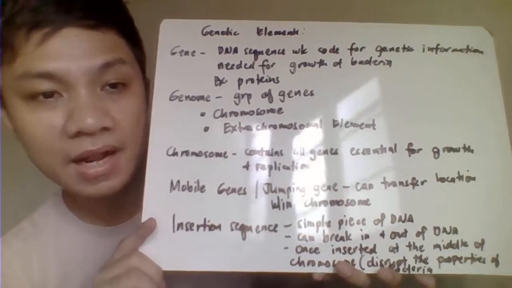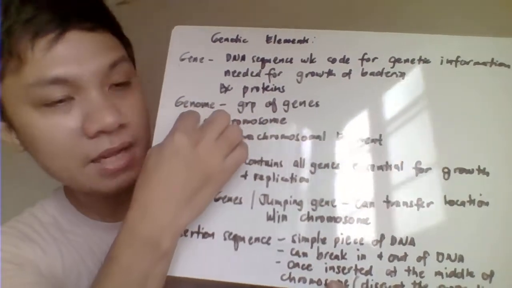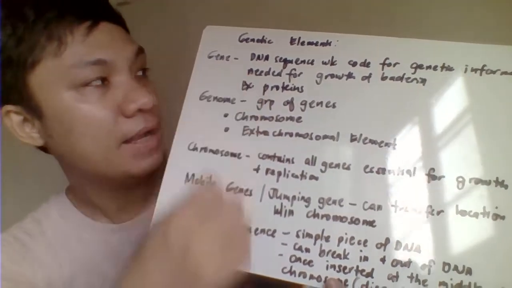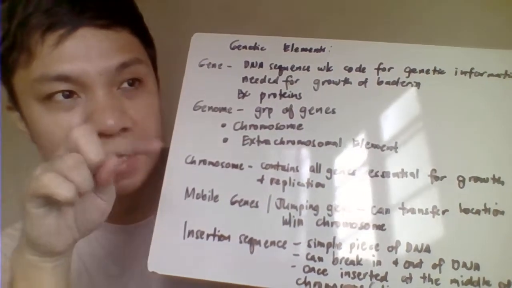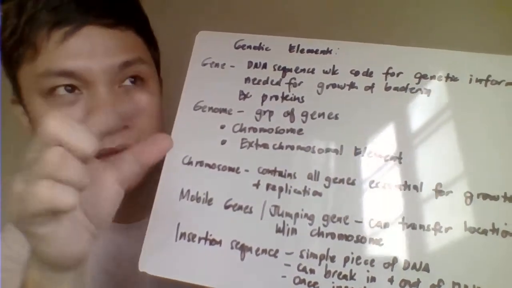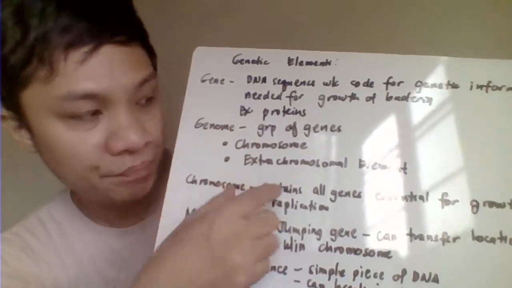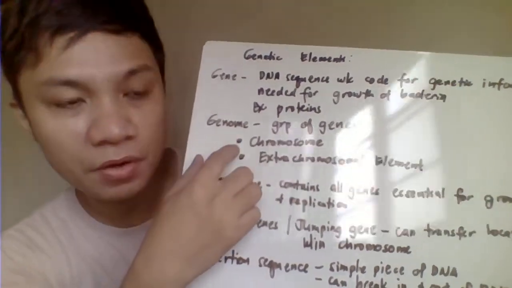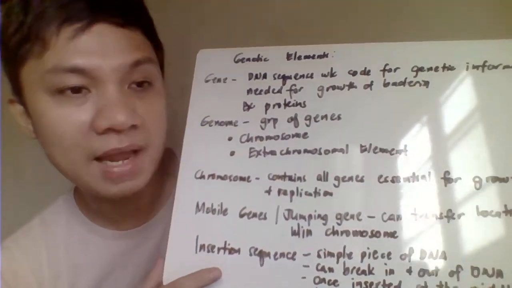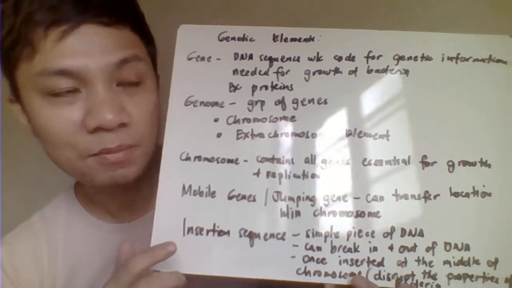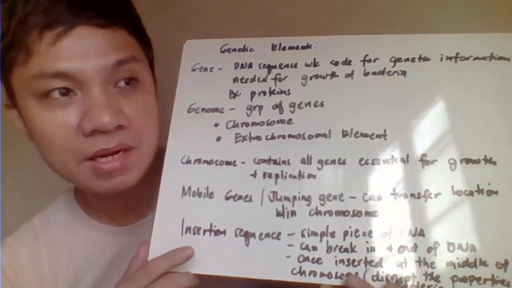The genome, on the other hand, is made up of a set of genes. Malaki ang genome natin compared to your gene. Ulit, pinakamaliit is your DNA, then madaming DNA that become your gene, madaming gene that become your genome. Your genome could be in the form of your chromosome, or it could also be in the form of extrachromosomal elements.